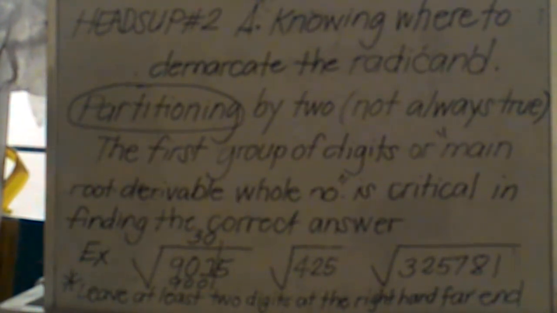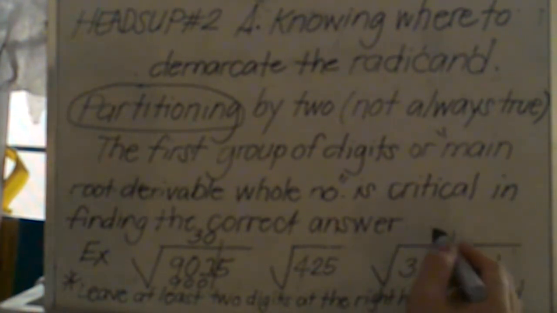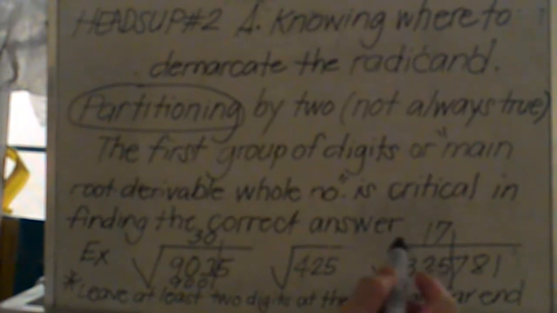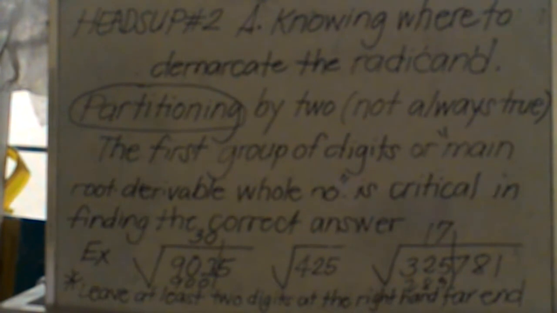Some people may demarcate here, thinking that the quotient is 17. But 17 times 17 is 289, a very convenient subtrahend for the 325. Now, what is the best way to deal with all three cases?